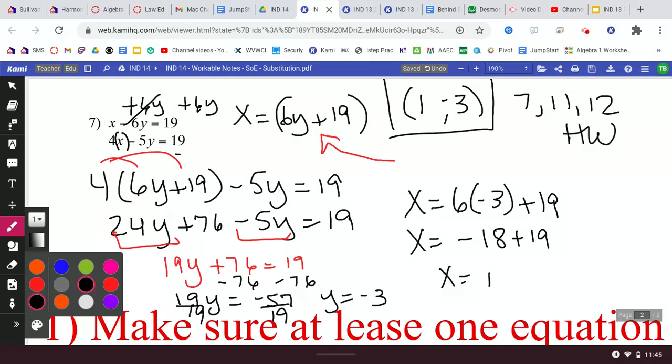If you did this whole hairy problem with all those ugly fractions we were talking about, you still would have gotten x equals 1 and y equals negative 3. It would have just been more difficult to do. Okay? And keeping that in mind, like I said, that'll make 7, 11, and 12 easier on your homework, and it'll make you not have to deal with ugly fractions.